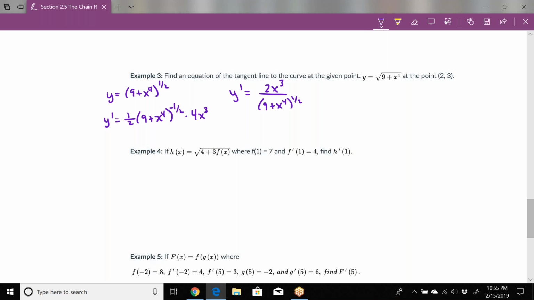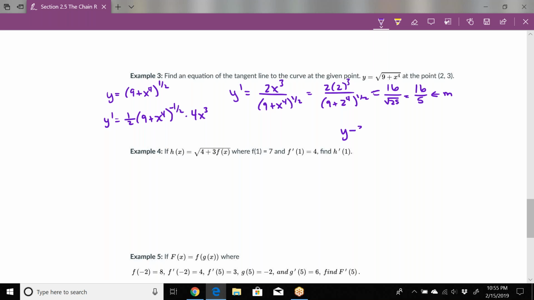We're going to plug in our value for the 2. So that's going to be 2 times 2 cubed over (9 plus 2 to the 4th) to the 1/2. That comes out as 8 times 2, so that's 16 on top. This is 9 plus 16, so that's 25, so this is square root of 25 on the bottom. So I'm getting 16 over 5 for the slope of my tangent line.